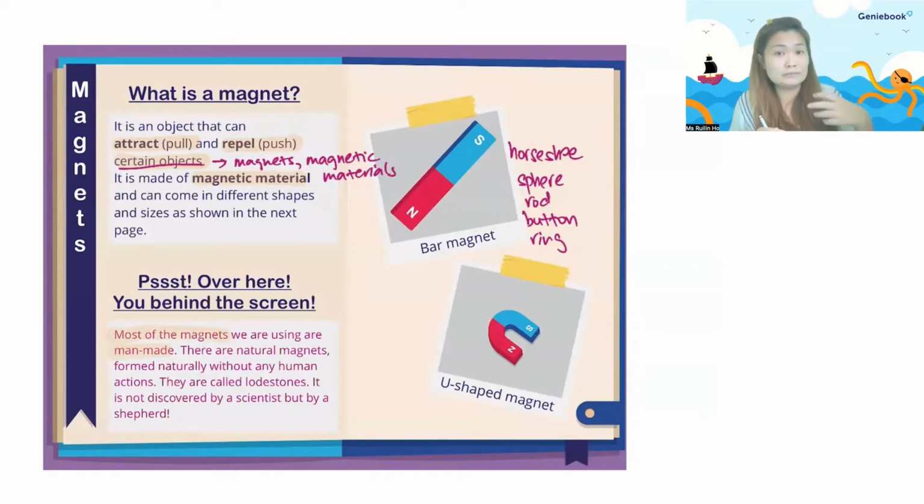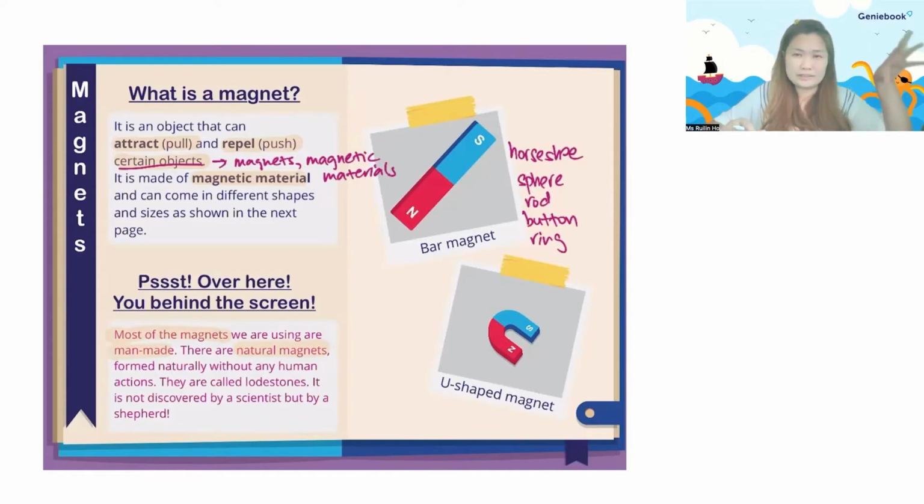There are natural magnets, but we don't really use them because they are found naturally out in the wild. The term magnet was discovered by a shepherd. If I remember correctly, he's called Magnus or something, living somewhere in Greece. Natural magnets are known as lodestones. Natural magnets were not discovered by a scientist. In fact, it was discovered by a shepherd. Lodestone is the name for natural magnets.